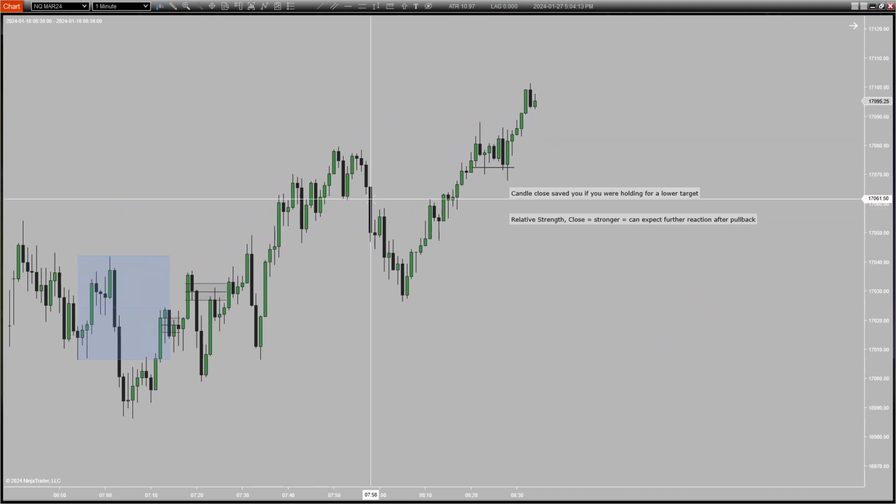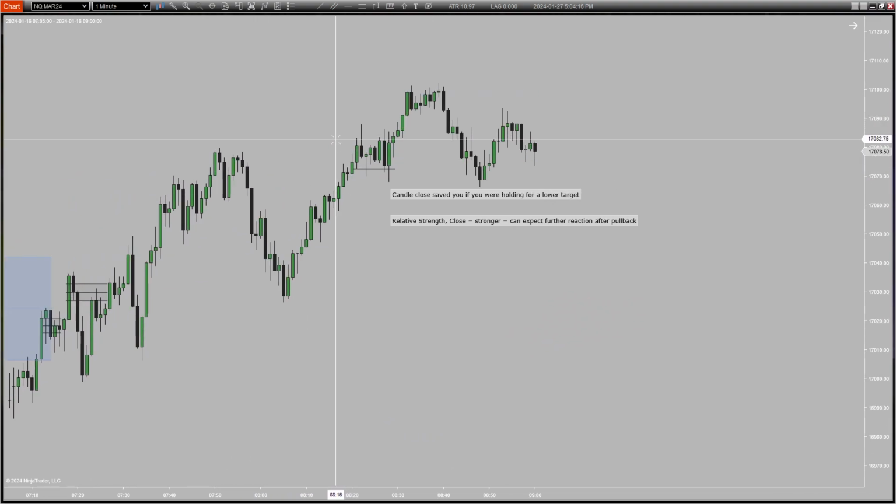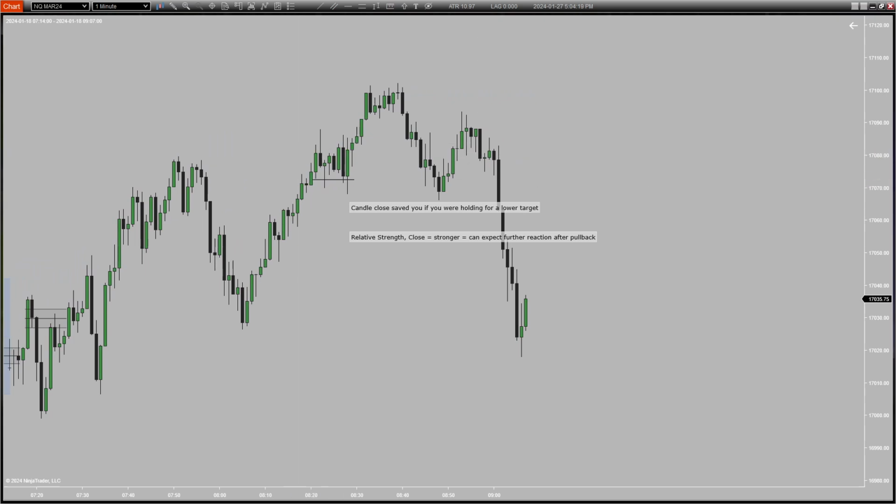So the last example I have here is how to use pullbacks in conjunction with candlestick structure, right? So there's candlestick structure and normal structure. I basically just went over how to find normal structure and then also candlestick structure. It's like what would structure look like on the lower time frame. So we have high, low, high, right? It's a candlestick flip, but it didn't break lower. Candle close saved you if you were holding this sell for a lower target, because we didn't close below that low, so it's not a valid pullback.